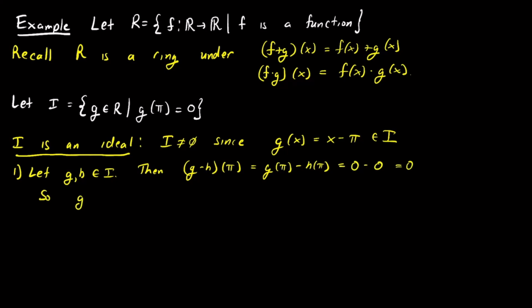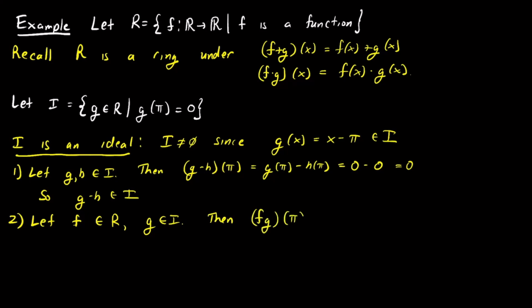So I could say g minus h is an element of I. I have that it's closed under subtraction. And then finally, I can show that it absorbs under multiplication. So I'll say let f be an element of my ring R, and g be an element of my ideal. Then, if I look at fg of pi, this is going to be f of pi times g of pi, which is f of pi times 0, which is equal to 0.